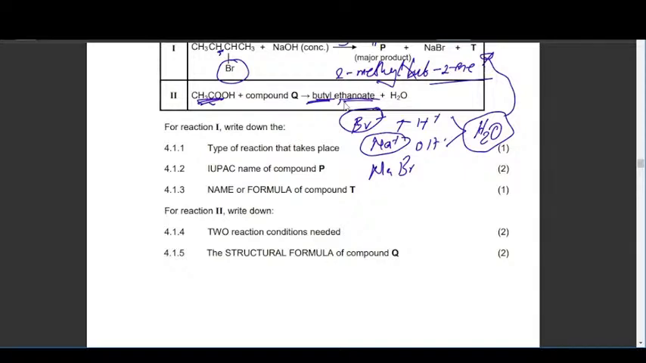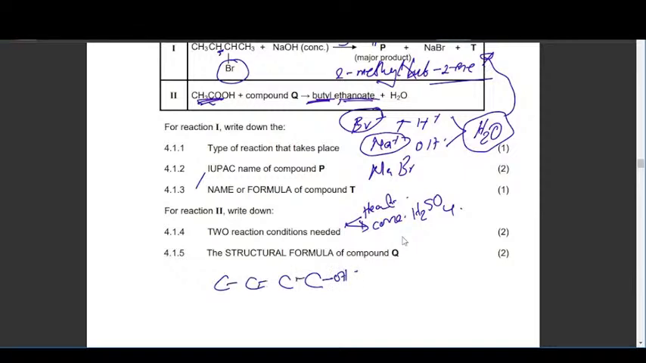So they're saying, write 2 conditions needed for this. The first one is heat. You need to heat. The second one, you must use concentrated sulfuric acid. You can use the symbol or you can write it out, because they didn't say to use the symbol. Then, the structure formula for compound Q. Yes. You see, as I said, that is butyl. Butyl means that it came from alcohol. 1, 2, 3, 4. That is the but. Because it is alcohol, therefore I put that.